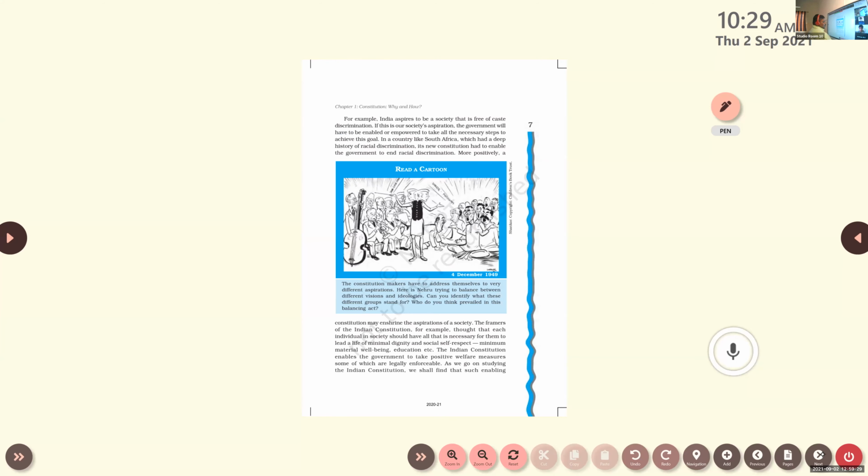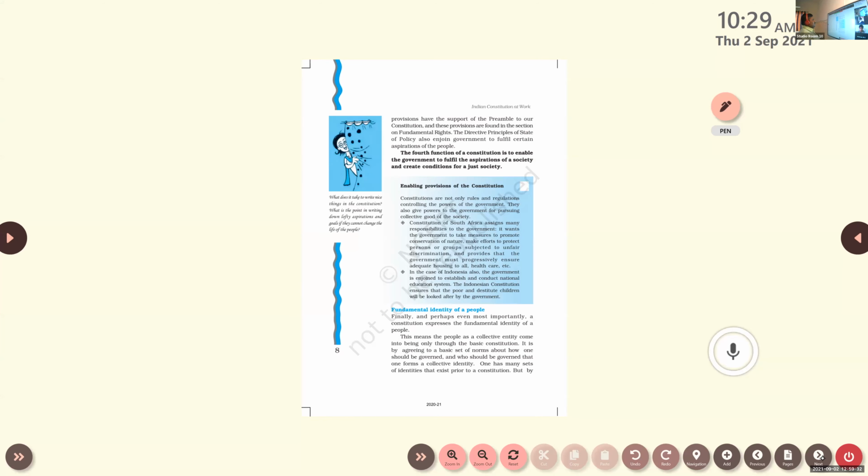And we are going to the fourth function. The fourth function of the constitution is to enable the government to fulfill the aspirations of the society and create conditions for a just society. So directive principles of state policy, we know that. Clear? As per that, the constitution prescribes to the governments what to do for the development of the citizens, or improvement of the life of the citizens in the society. That is mentioned in the fourth function. What is that? The constitution is to enable the government to fulfill the aspirations of the society.